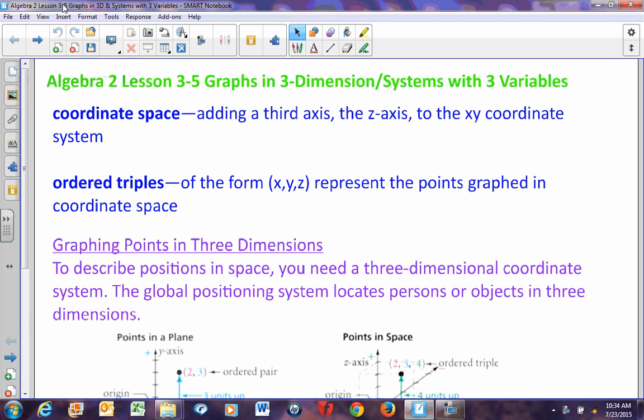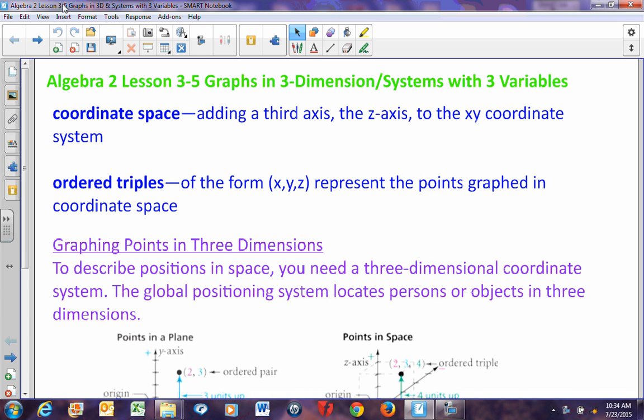This is Algebra 2 lesson 3-5. Graphs in 3 dimensions and systems with 3 variables. Coordinate space is adding a third axis, otherwise known as the z-axis, to the xy coordinate system, which now means you can graph in 3 dimensions.